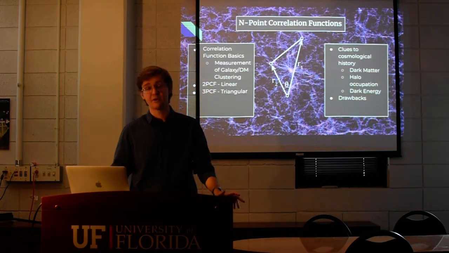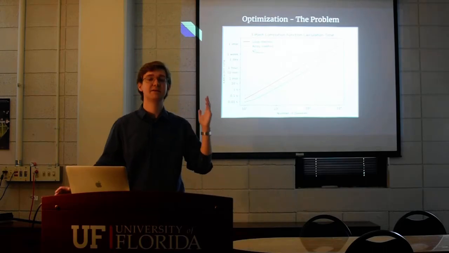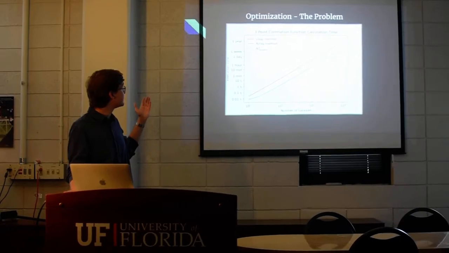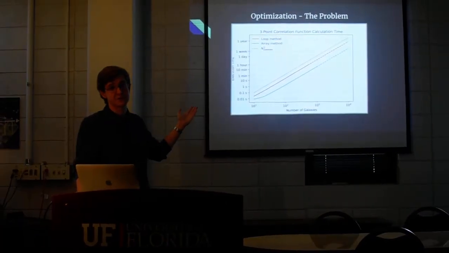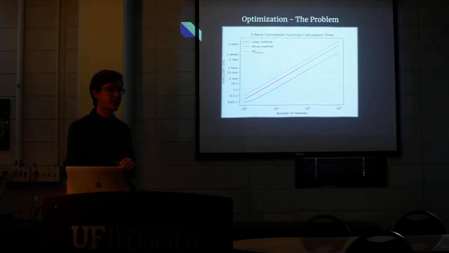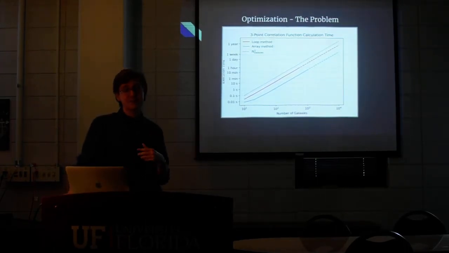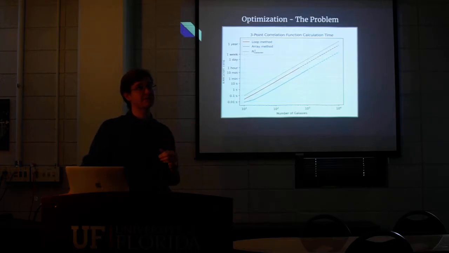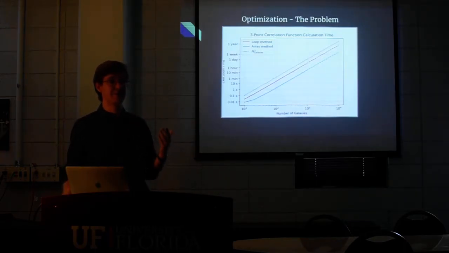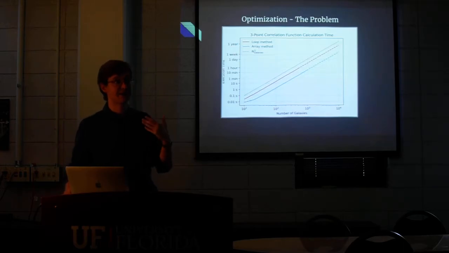There is, of course, a drawback, and that drawback is computation time. Shown on this plot here is the calculation time for a three-point correlation function plotted against the number of galaxies. Both of these axes are logarithmically scaled. So we see two methods here, a simple naive loop-based method and a slightly more advanced array-based method. There is, of course, a problem here in that both of these methods, while the array method may be faster, scale with the cube of the number of galaxies.